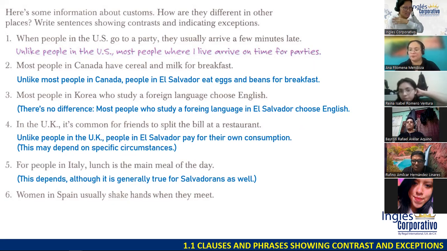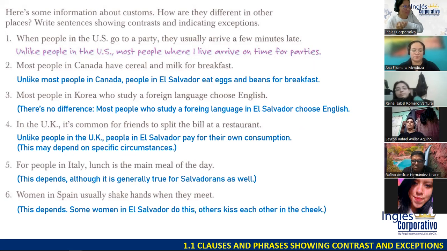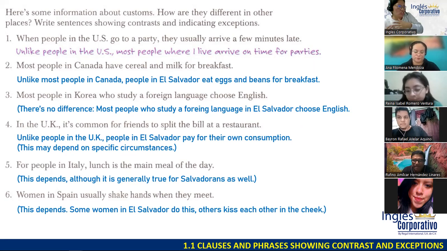Then we have women in Spain usually shake hands when they meet. And in El Salvador, it depends. Because some women in El Salvador do this, others kiss each other in the cheek, right? So ahí depende, okay? Pero me gustaría aprovechar estos minutos que me quedan, ¿verdad? Porque todavía tengo 15. Y me gustaría ir directo al ejercicio que mencionaba Ana. Y luego pues ya van a seguir con más información sobre este con Teacher Iván mañana.